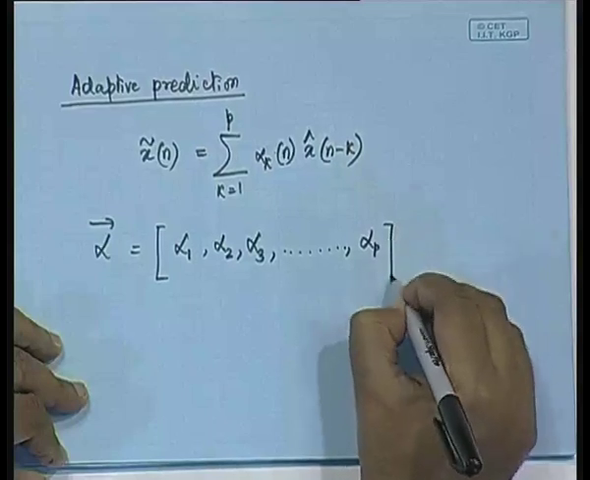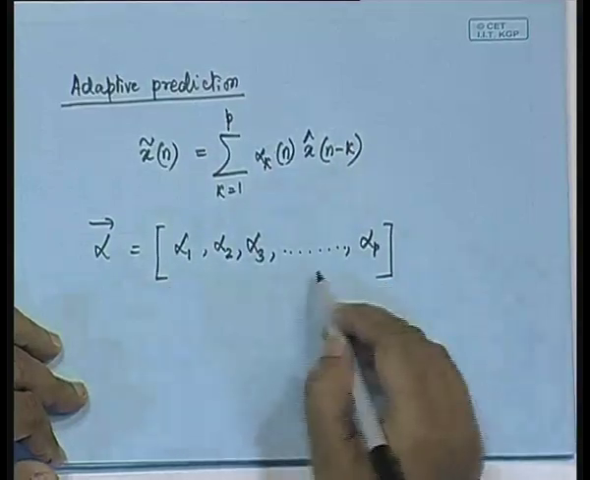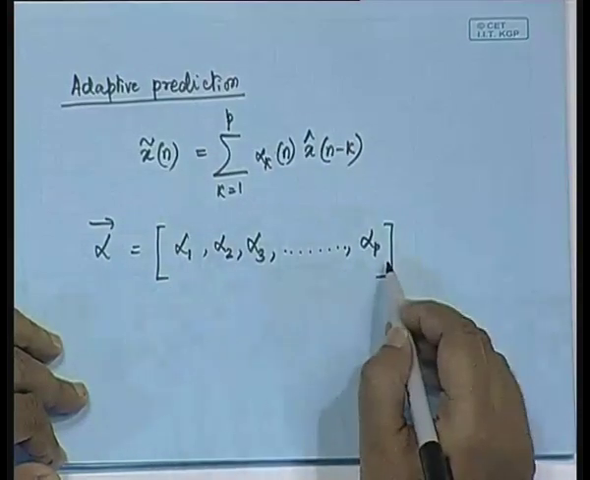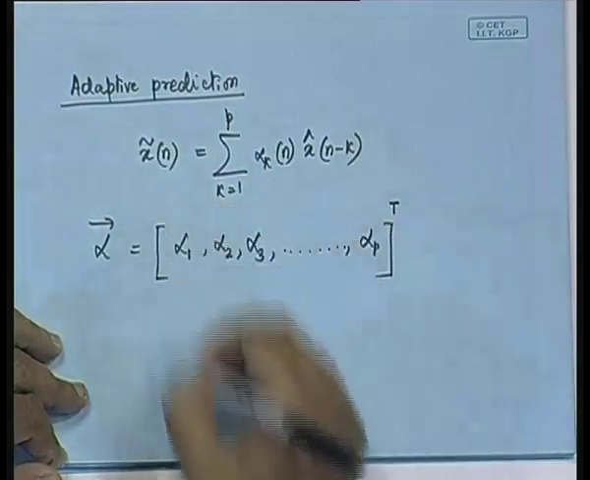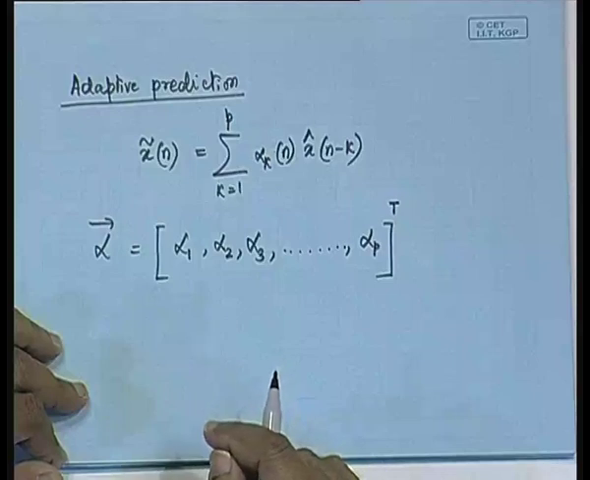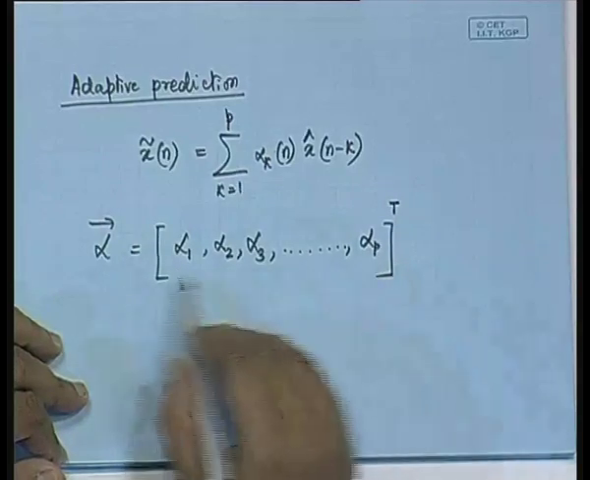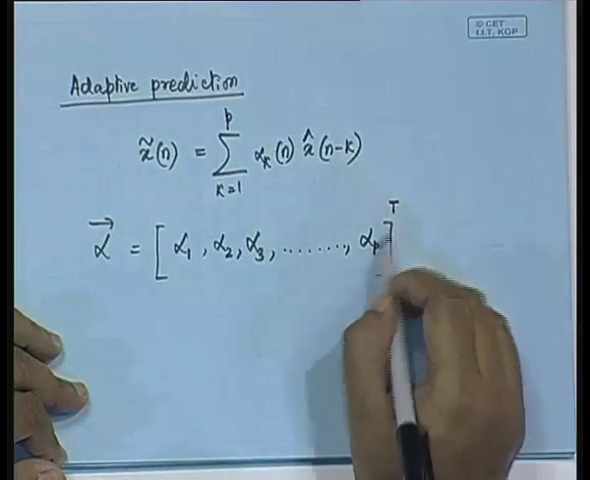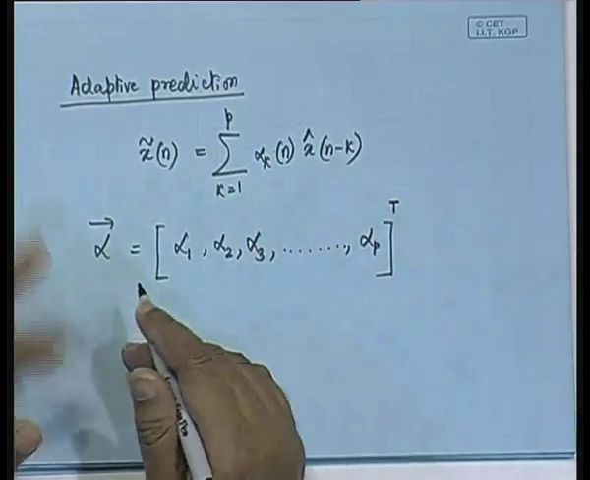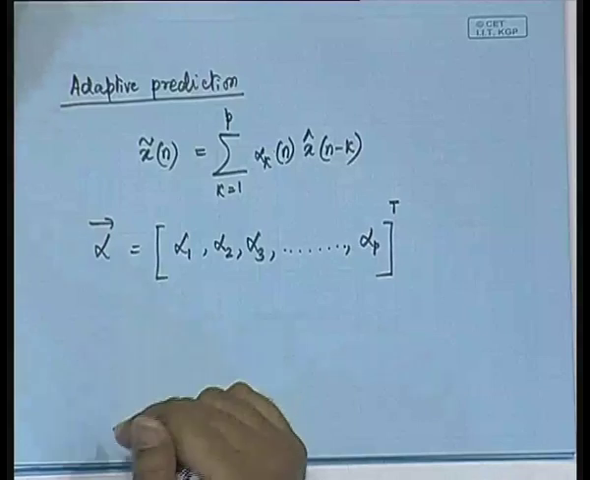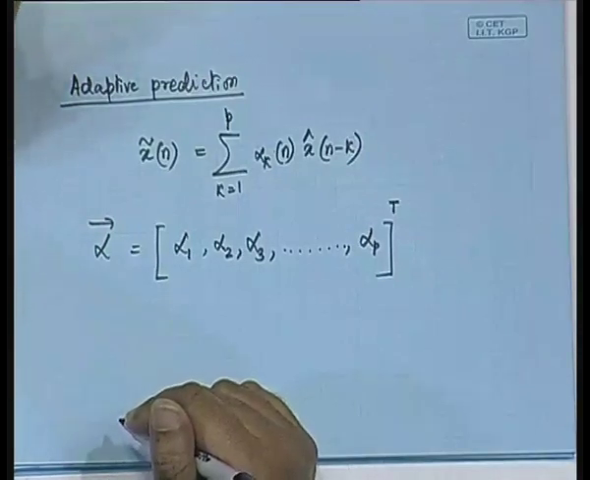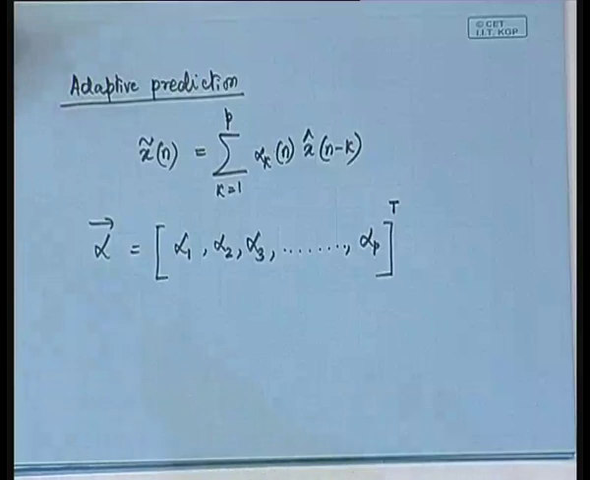So, the alpha vector is something which we can write down as alpha 1 to alpha p, and we should normally write it in the form of a column vector. So, that is why if we write it as a row, let us put that as the transpose of this. So, this becomes the alpha vector, which is a vector of all the predictor coefficients.